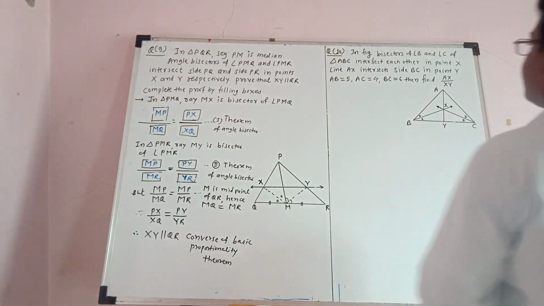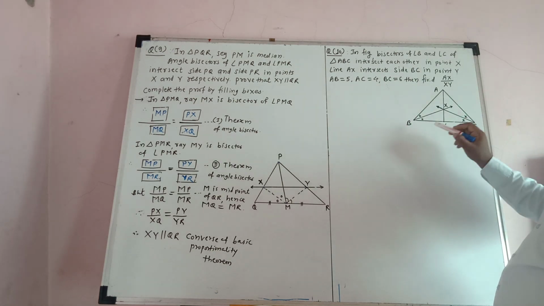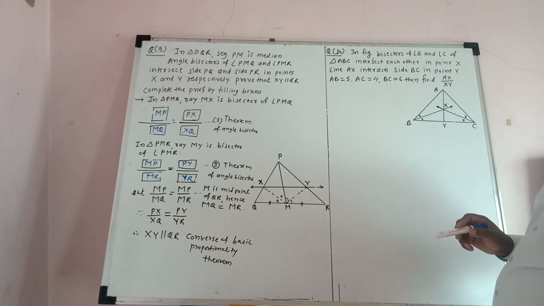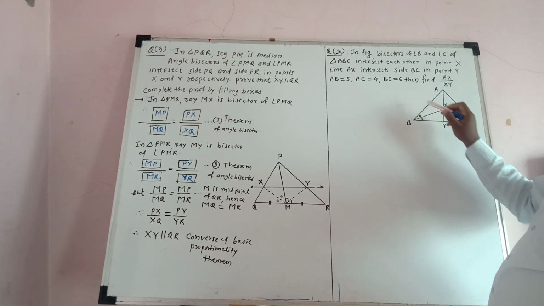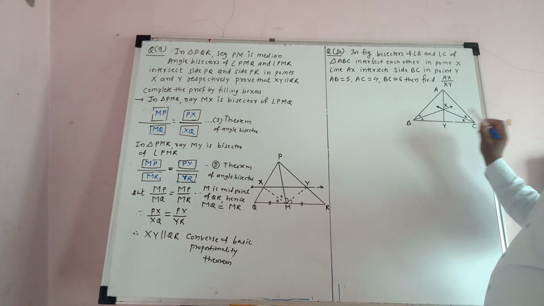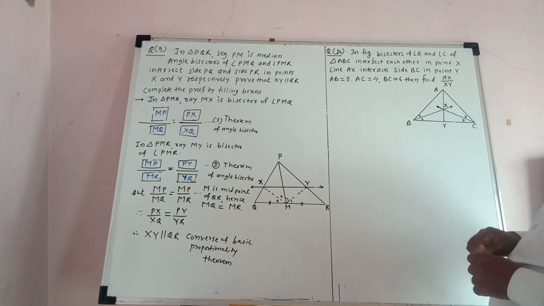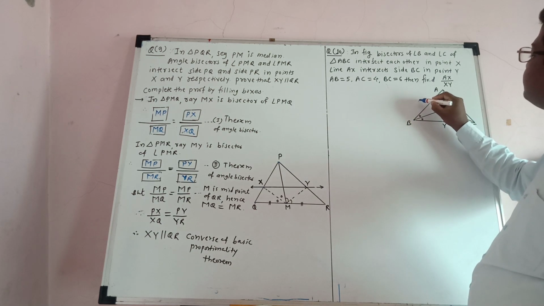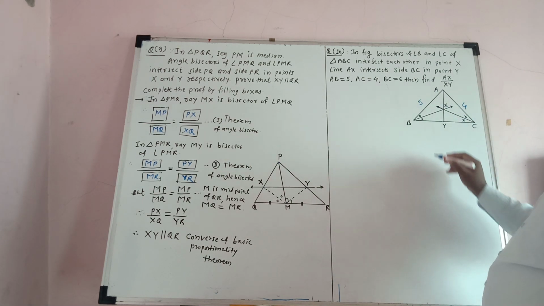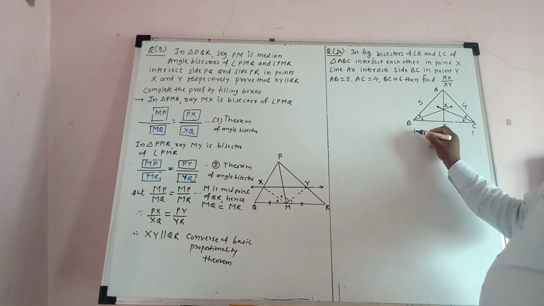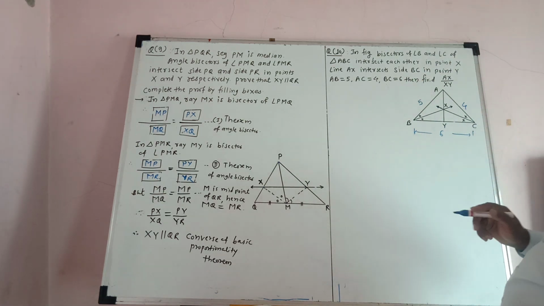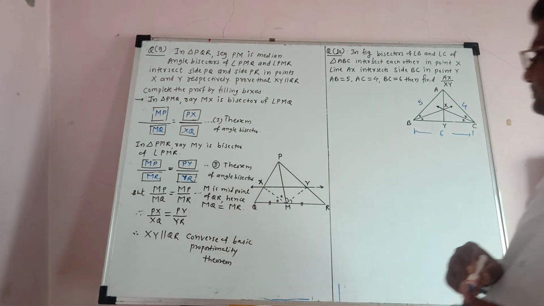Now example number 10. The bisectors of angle B and angle C of triangle ABC intersect each other in point X. Line AX intersects side BC in point Y. AB is equal to 5, AC is equal to 4, and BC is equal to 6. Then find AX upon XY.